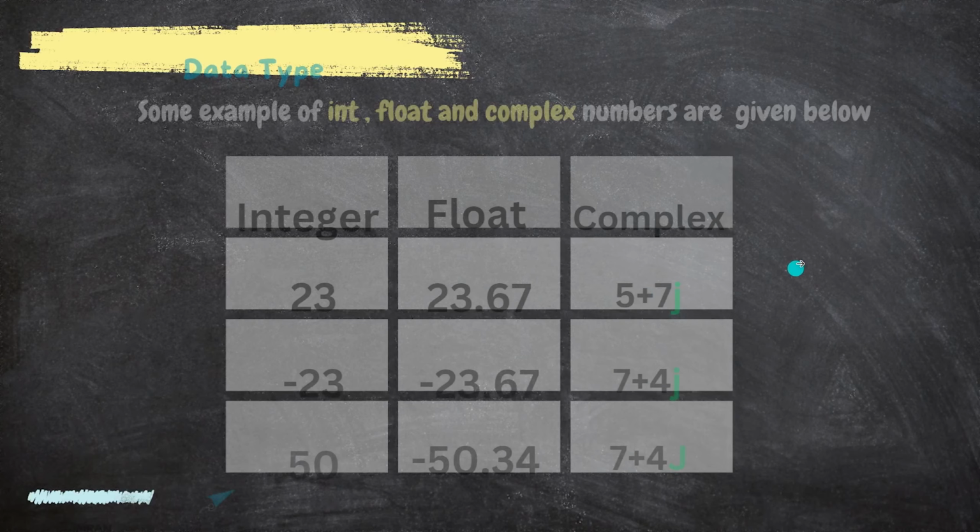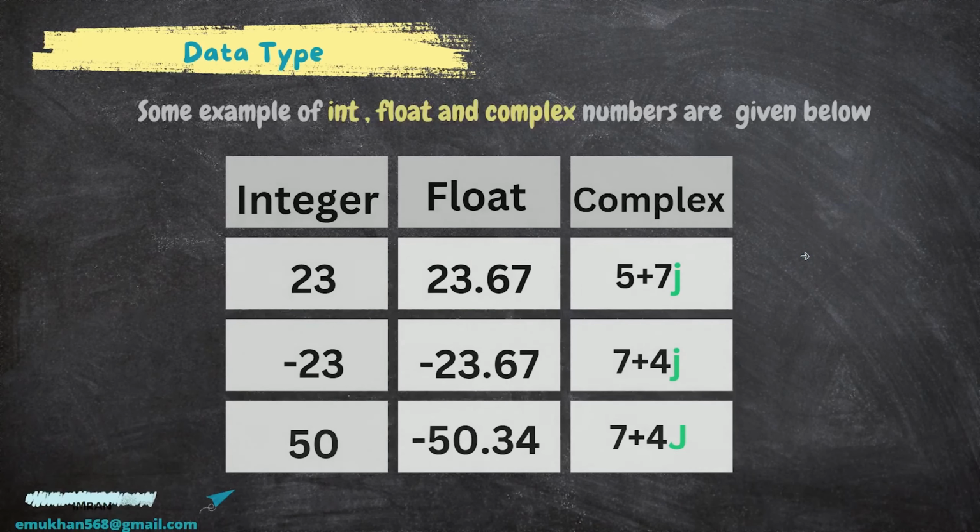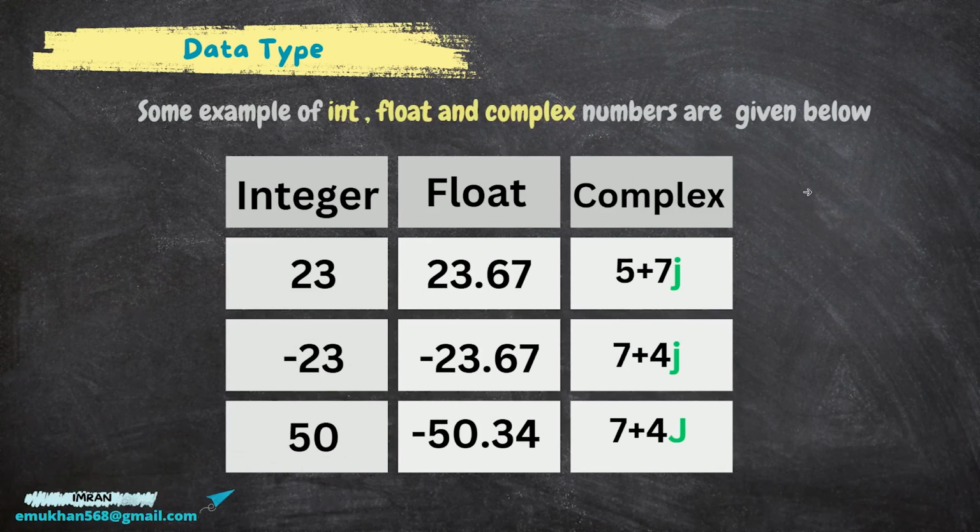I have given some examples of integer, float, and complex number respectively. You can see the examples here, and that will help you understand. You can differentiate their values. It will be helpful to identify whether it is a complex, float, or integer number.